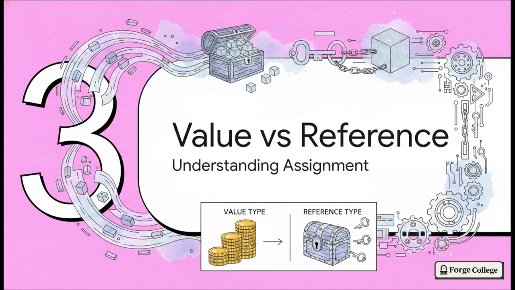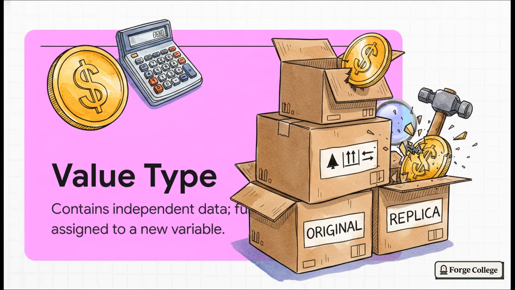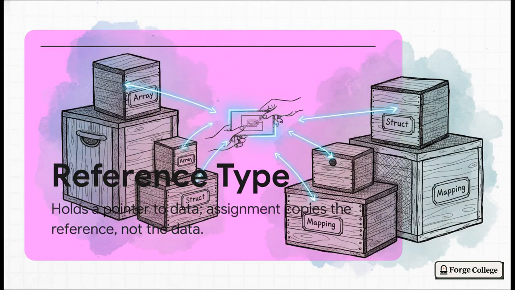Now let's step into section 3, value versus reference. This is probably the single most critical behavioral distinction in all of Solidity data types. First up, we have value types. I want you to think of these like physical items, say a shiny gold coin or a physical calculator. Because they contain their own independent data, when you assign a value type to a new variable, you are literally manufacturing a brand new replica and placing it into a completely different warehouse box. That means if you take a hammer and smash the replica, the original is perfectly fine. They are totally separate.